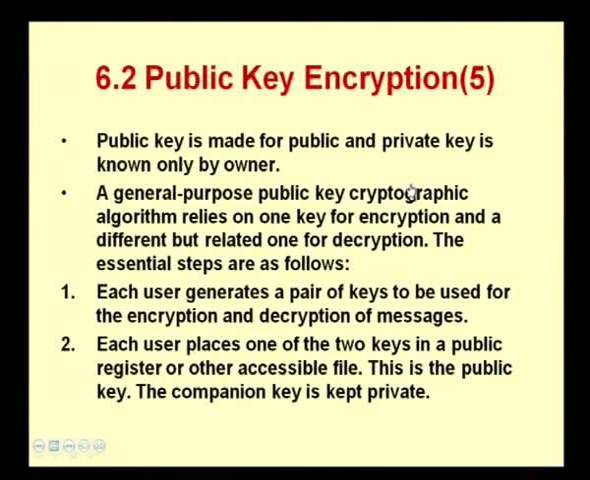So, the public key is made public and the private key is known only by the owner. A general-purpose public key cryptographic algorithm relies on one key for encryption and a different but related key for decryption. The essential steps are as follows. Each user generates a pair of keys to be used for encryption and decryption. Each user places one of the keys in a public register or other accessible file. This is the public key. The companion key is kept private.